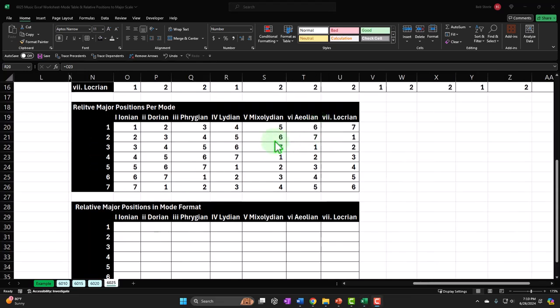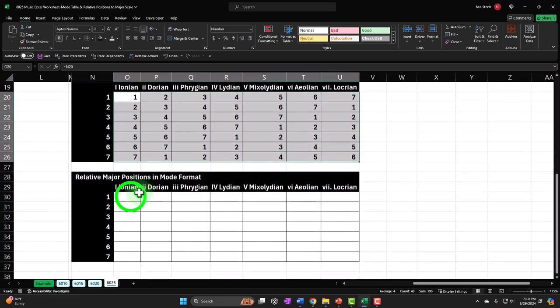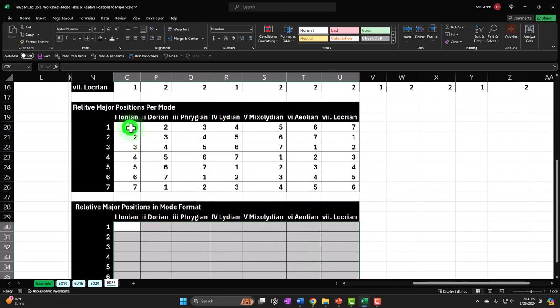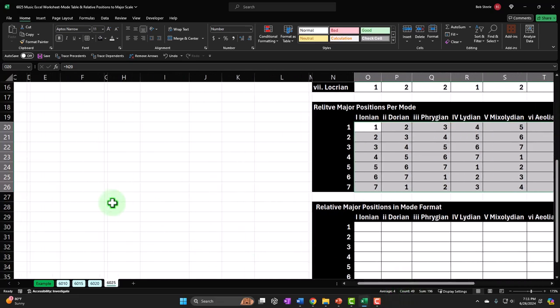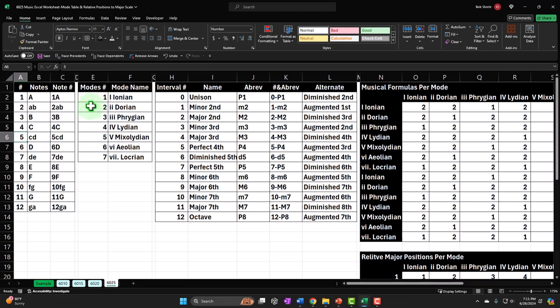We're going to do that with an XLOOKUP formula, taking all of these numbers in our table and using a table that we constructed before, which we will take a look at shortly, to convert those numbers to the related modes. Remember that the numbers within the meat of this table up top show the relative positions as compared to the major scale or the Aeolian mode. So in other words, we have our table over here, which we constructed in a prior presentation.